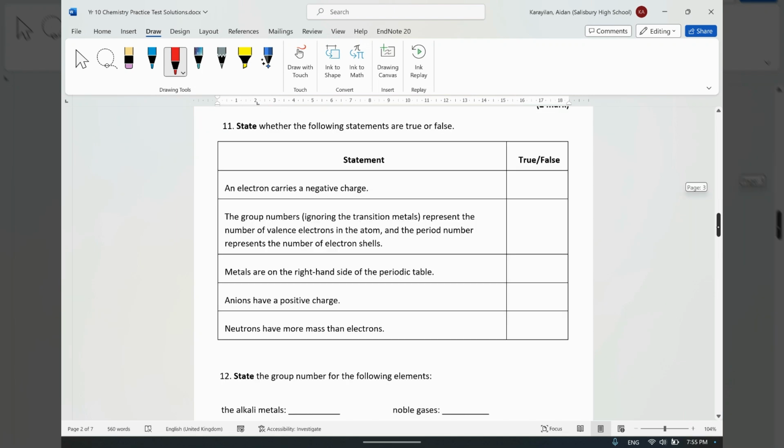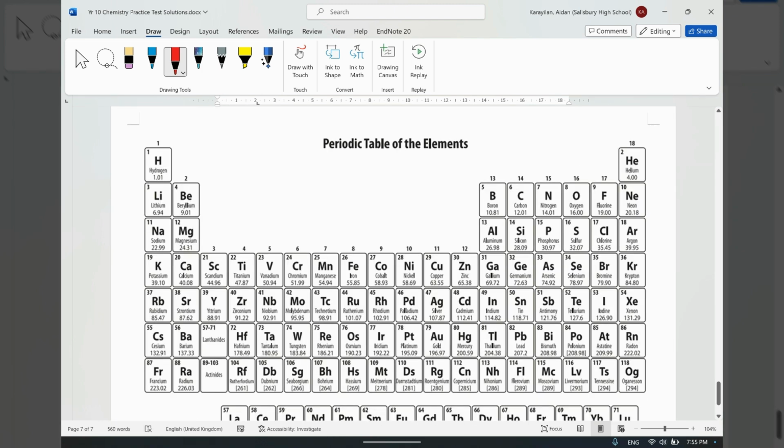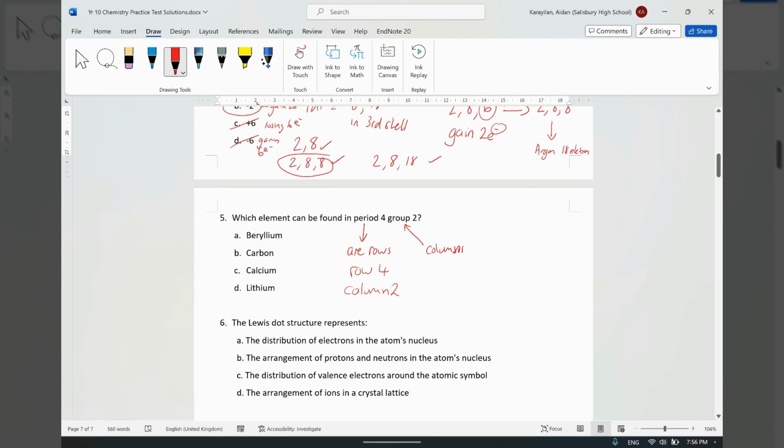Let's scroll down on the periodic table. Row 4, so this is 1, 2, 3, 4. And column 2, which is 1, 2, that gives us calcium right here. So scrolling back up, the element we're looking for is going to be calcium. Now, all the other ones are going to be different.